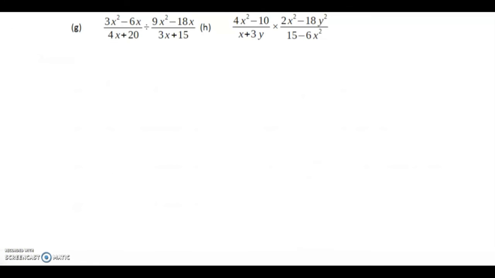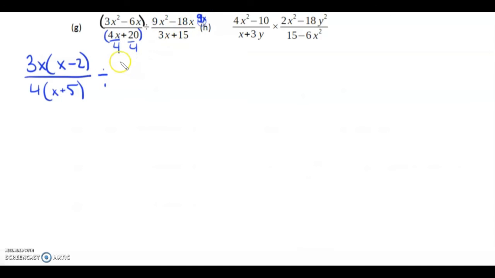Okay, so we have g. This first expression, I'm going to factor out 3x. So I get 3x, x minus 2. And on the bottom, I'm going to factor out a 4. So I get 4x plus 5. And this is going to be divided by, I'm going to factor out a 9x here. 9x, x minus 3. And then that's all over x minus 2. And that's all over, I'm going to factor out a 3, 3x plus 5.